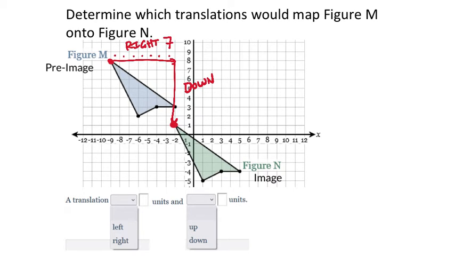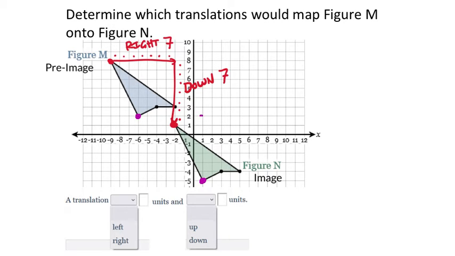From here, I'm going to count down how many boxes? 1, 2, 3, 4, 5, 6, 7. So to the right 7, and then down 7. If this is correct, each of the points should be moved to the right 7 and then down 7. So let's choose another one. I'll choose the bottommost point here in purple, which corresponds on figure N with this bottommost point at 1, -5.